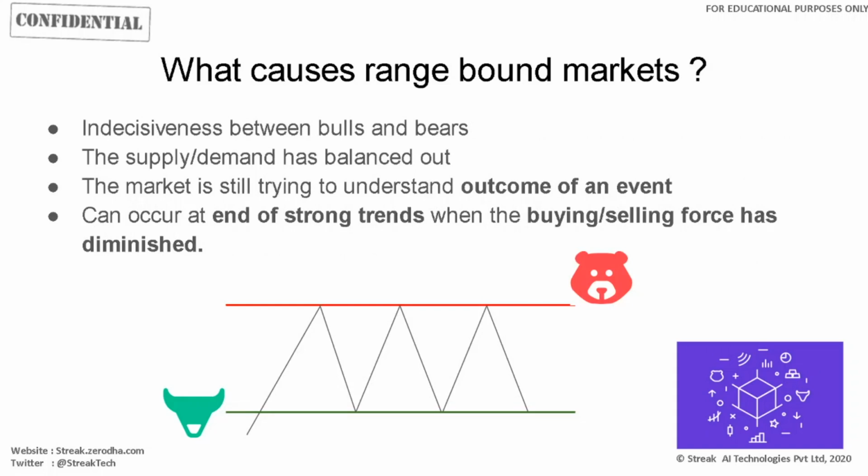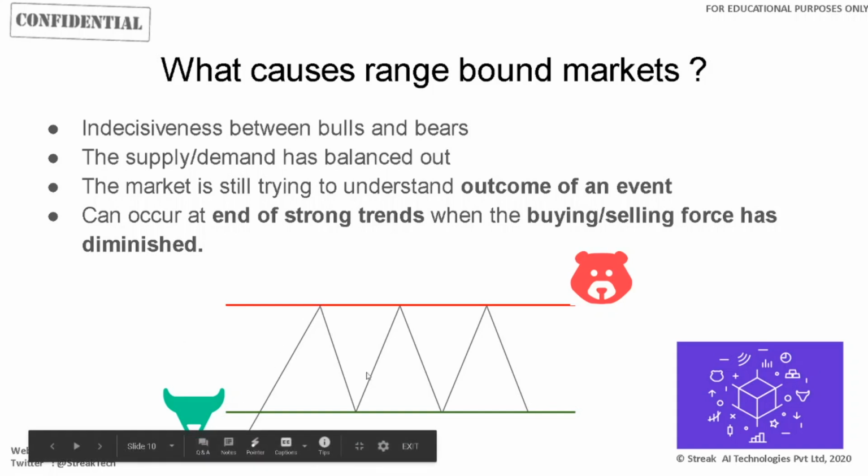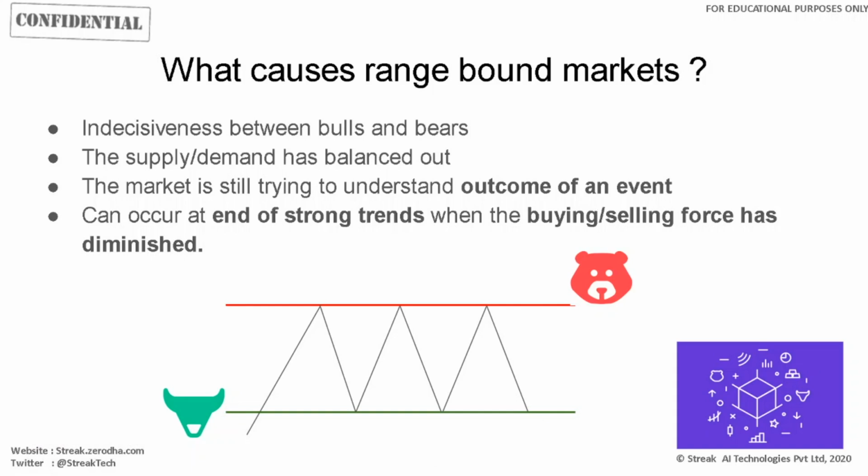Now, what causes range-bound markets? There is an indecisiveness between the bulls and bears. There are certain mixed sentiments in the markets, and only a major tilt in the market sentiments will lead to a breakout. Till then, the stock will continue to be range-bound like this. It will keep oscillating between the high and the low points. The supply and demand has balanced out. This is the point where market demand and supply have reached an equilibrium. The bullish and bearish powers are more or less of the same magnitude at this point.